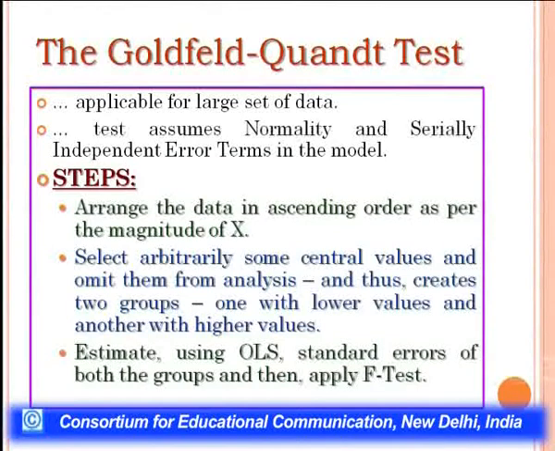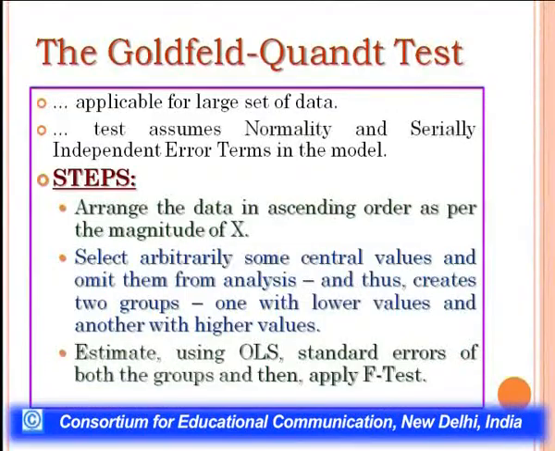Then we have the second method, that is the Goldfeld-Quandt test. This is applicable when the data is large. The test assumes normality and the serial independence of the error terms in the model. Now what are the steps? How do we calculate the heteroskedasticity?